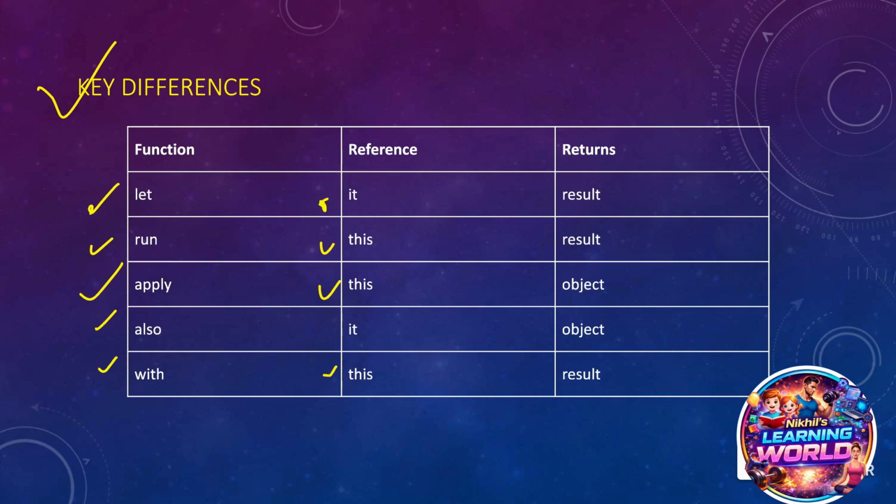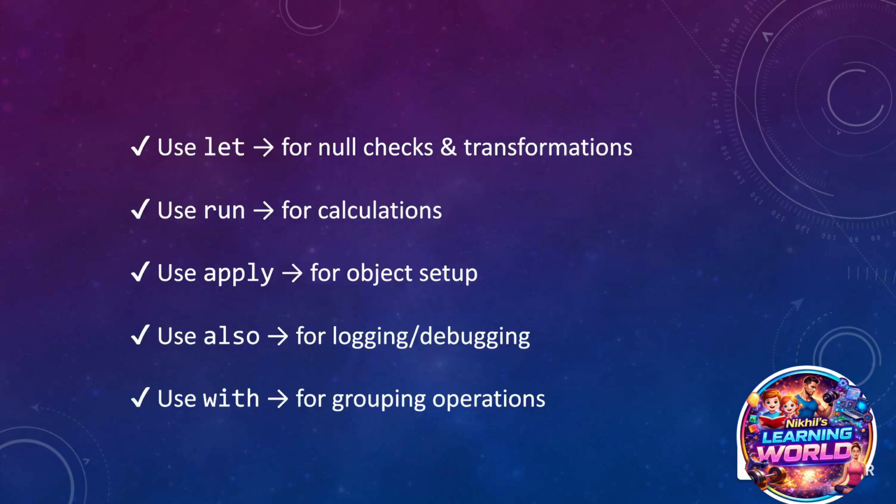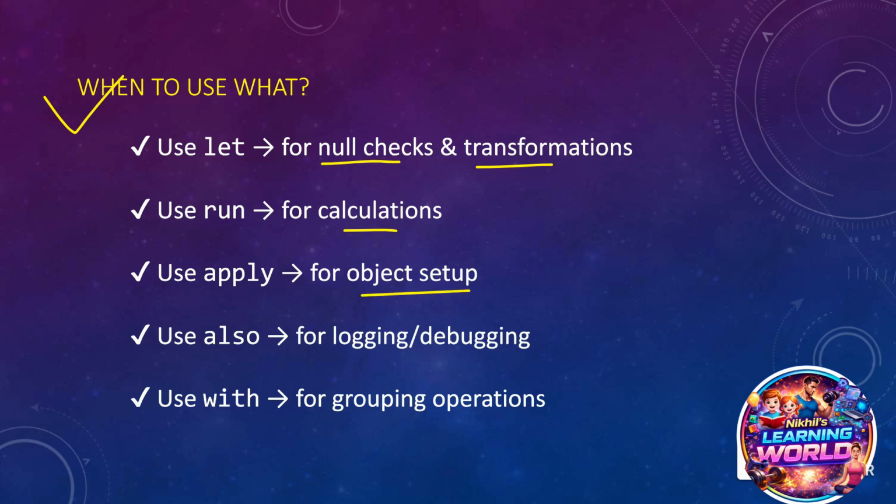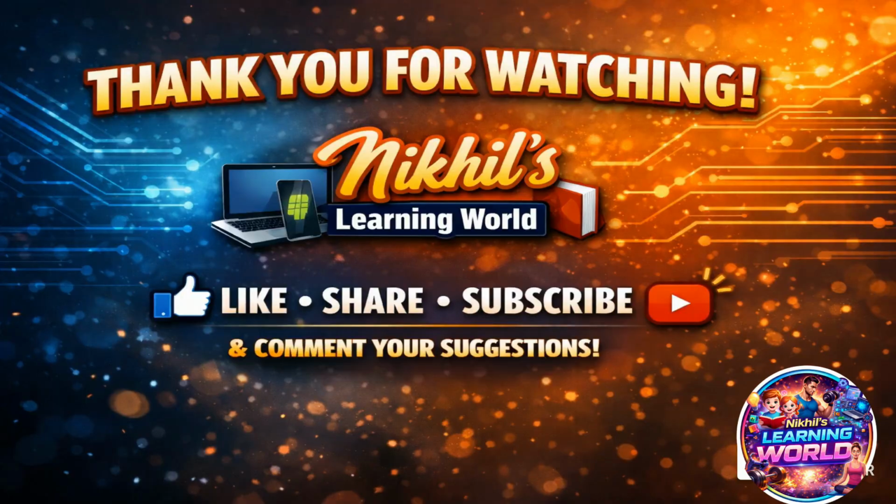So when to use what? Just keep in mind: use let for null checks and transformation. Use run for calculations. Use apply for object setup, whenever you are setting up or configuring an object. Also is for logging and debugging, and with is for grouping operations. These functions use a different object reference, it or this, and return a different result, either the object itself or a lambda result.